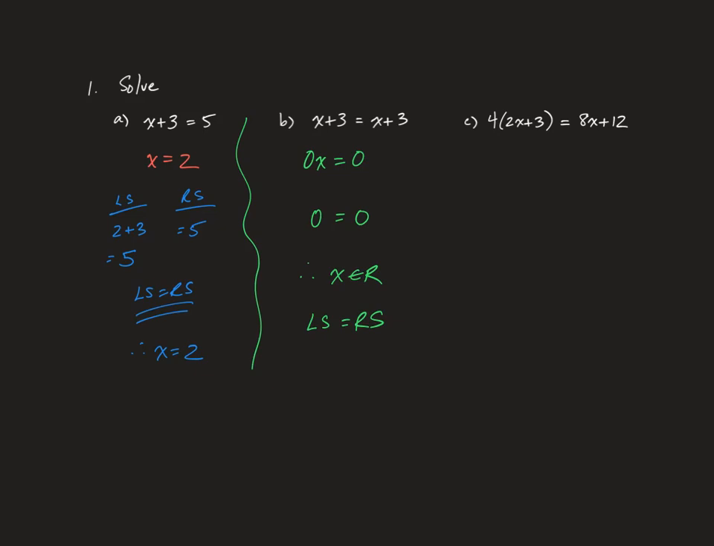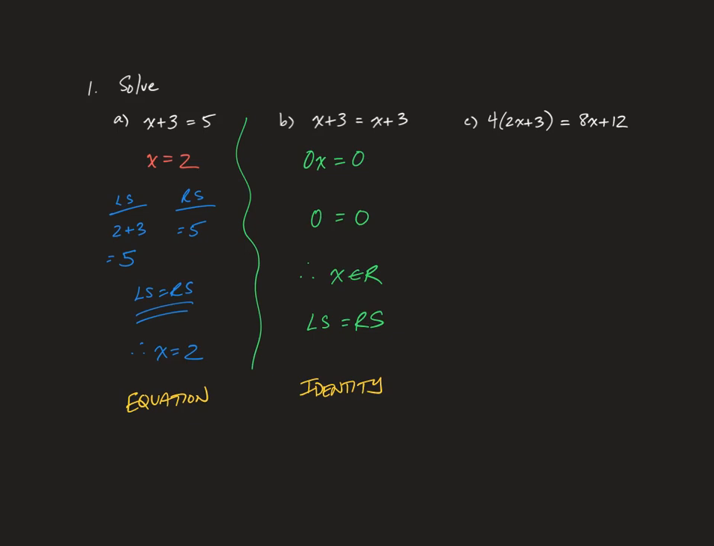So if I was to stop real quick and just address these 2 cases, what we have in A is an equation. The left side equals the right side for a limited number of solutions. However, what we have in B is an identity. That is, the left side equals the right side regardless of the value of the variable.